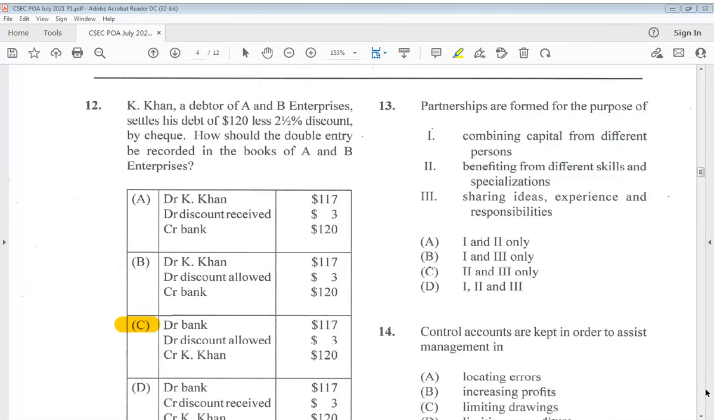Let's move on to number 13. Partnerships are formed for the purpose of, 1, combining capital from different persons, yes. 2, benefiting from different skills and specializations, yes. 3, sharing ideas, experience, and responsibilities. So D would be the answer.